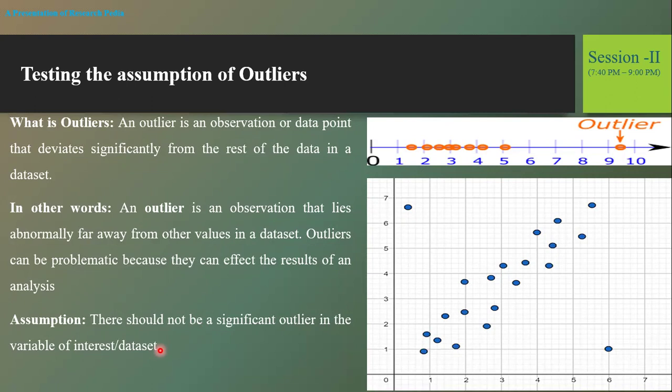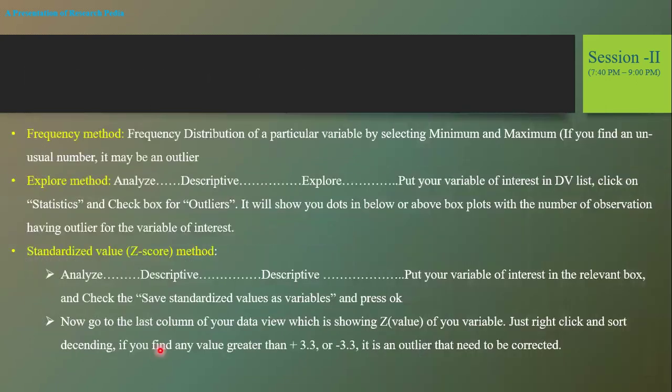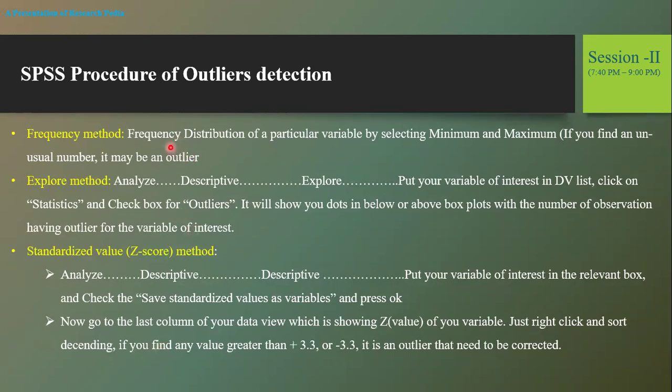So that is an important issue. So how can you identify the outliers? How can you detect the outlier of your data? There are a number of ways through which you can identify the outliers of your data. If you have categorical data or Likert scale data, you can identify the outliers of your data using frequency method.